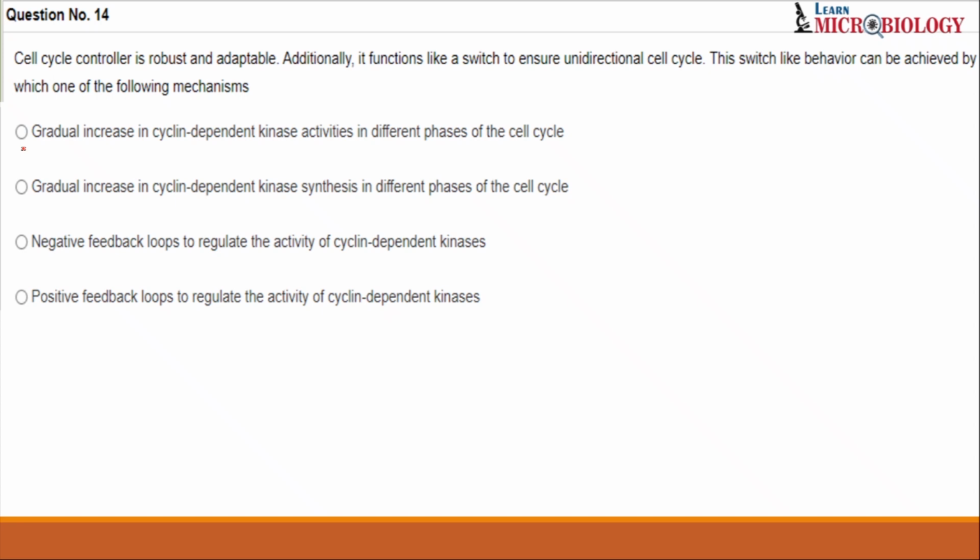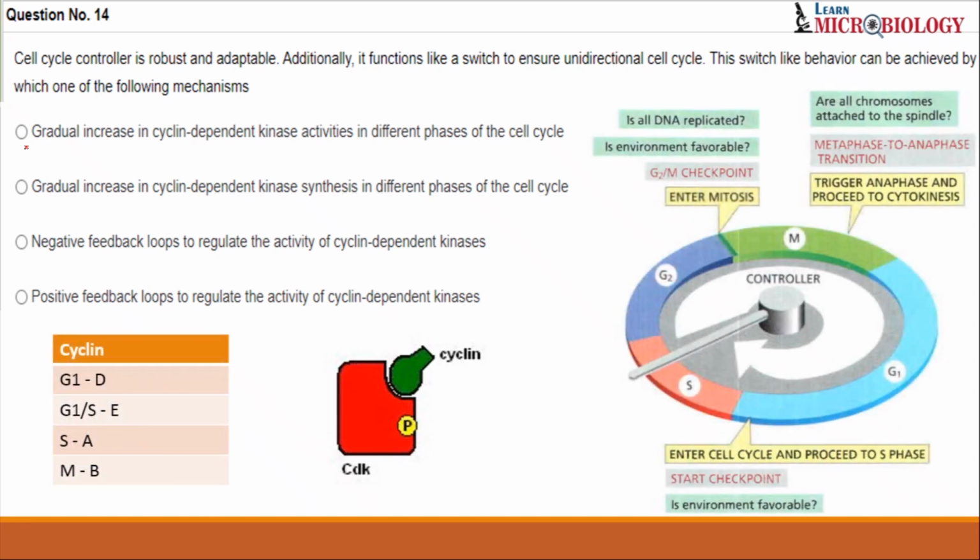As we can see here, the question is about the cell cycle. We have understood the cell cycle in the previous video. We know the cell cycle consists of 4 phases: G1, S, G2 and M phase. Now, this cycle is controlled with the help of regulation mechanisms which are robust and adaptable. That is, this mechanism can be adapted based on the environmental signals.